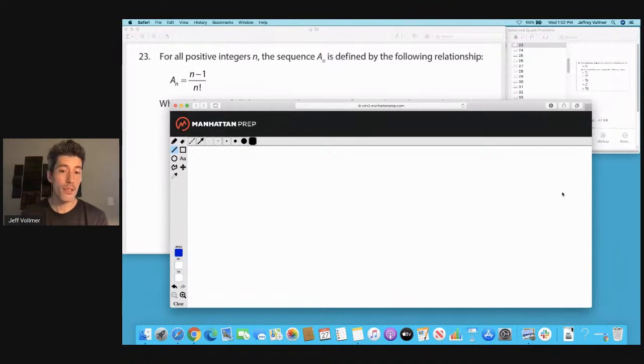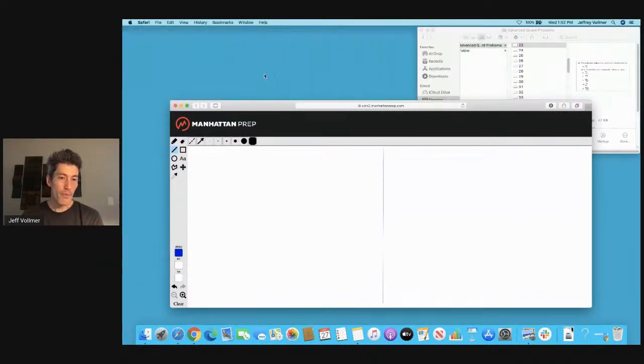This is very similar to the Manhattan Prep yellow pad technique, if you've heard of that. If not, you can just Google it. Manhattan Prep yellow pad technique. But basically what I want to do is chop up my whiteboard. I've zoomed out all the way. And we don't need this problem anymore.